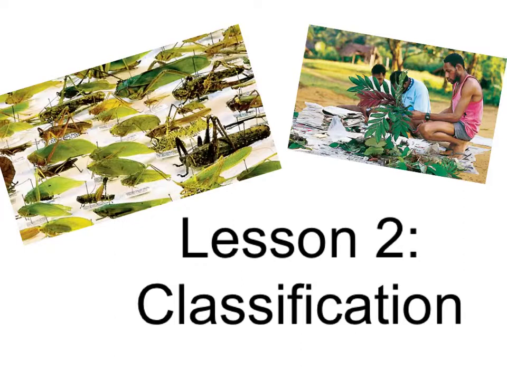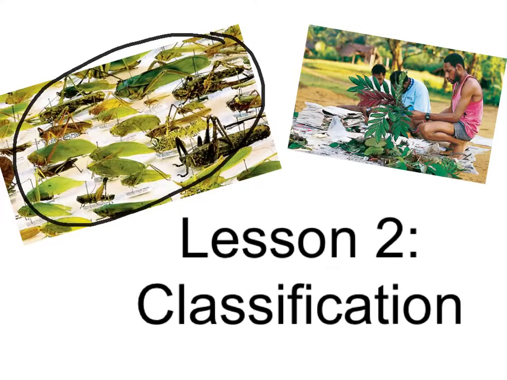To begin, we can see both of these pictures. The first is a series of grasshoppers that need to be classified by species, and the second is a group of men going through several plants and looking at their leaves to classify them into different species.